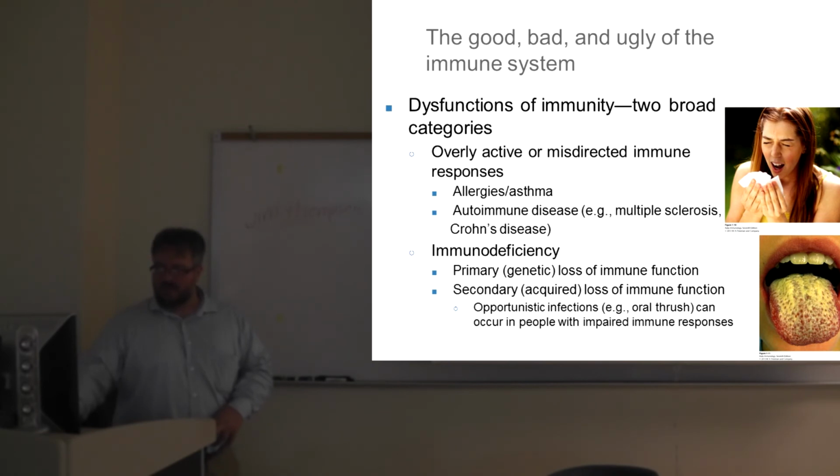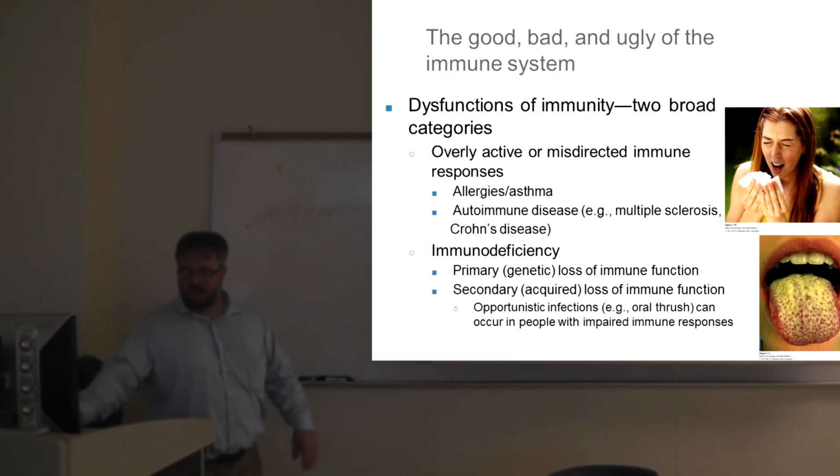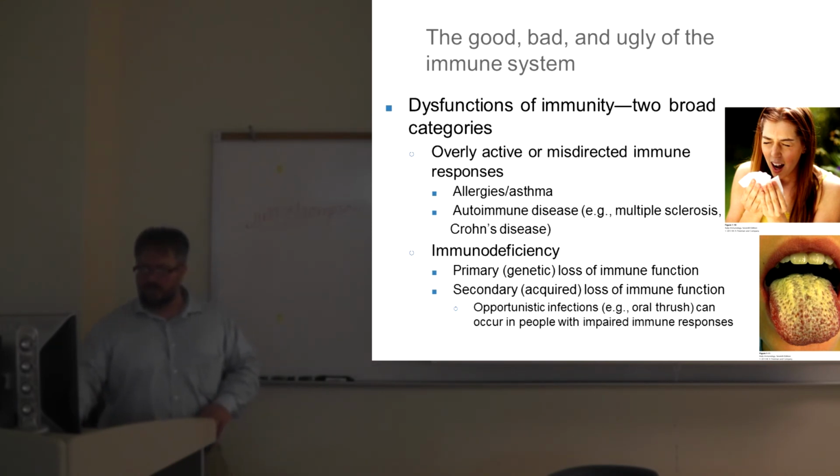The other category is immunodeficiency. Sometimes we have genetic defects that affect our immune system, and it doesn't respond. Or a secondary or acquired loss of immune function due to things like infections, or coming into contact with things that affect your immune system, toxins, things like that, radiation. And things like autoimmune diseases and immunodeficiencies can lead to an increased risk for cancers. So it's not perfect.